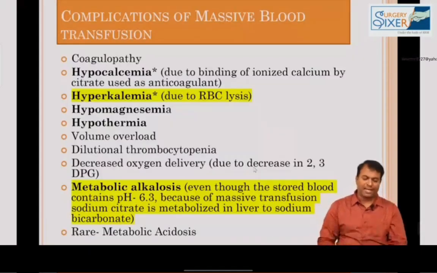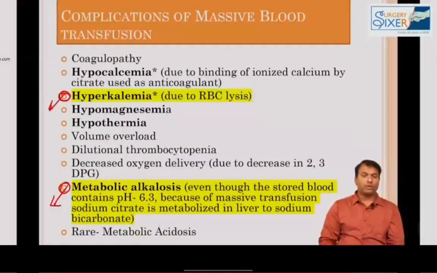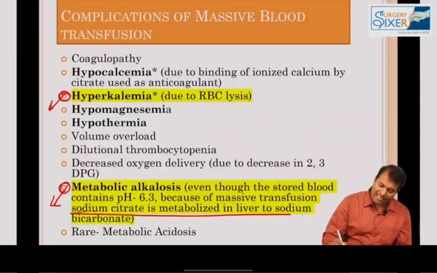So these are the various complications I explained to you. Please don't forget the complications of massive transfusion, especially hyperkalemia and metabolic alkalosis. Metabolic alkalosis is due to sodium citrate being metabolized in the liver to sodium bicarbonate, which is the reason for getting a metabolic alkalosis.